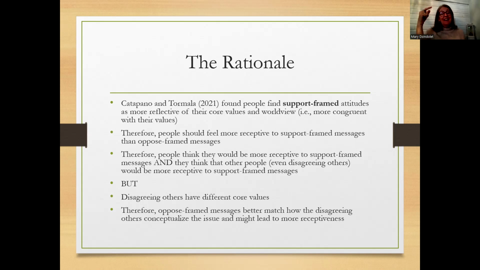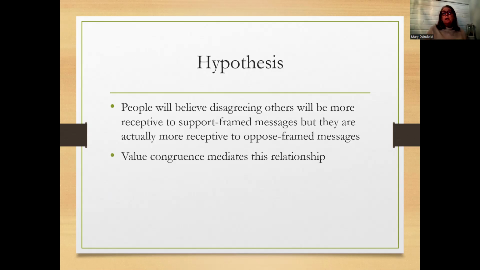But it could be that disagreeing others have different core values. And if that's the case, then it might be that actually opposed frame messages are better at leading the receiver of the message to be more receptive. So the authors want to see which is going on. First of all, do people believe that disagreeing others will be more receptive to support frame messages? Is that even true? And then if that is true, are the receivers actually more receptive to opposed frame messages? Is that true? And does value congruence mediate this relationship?